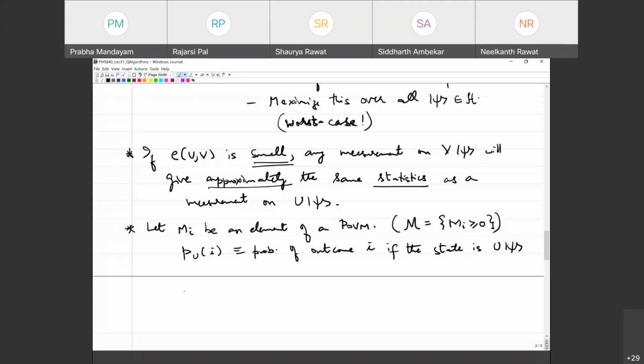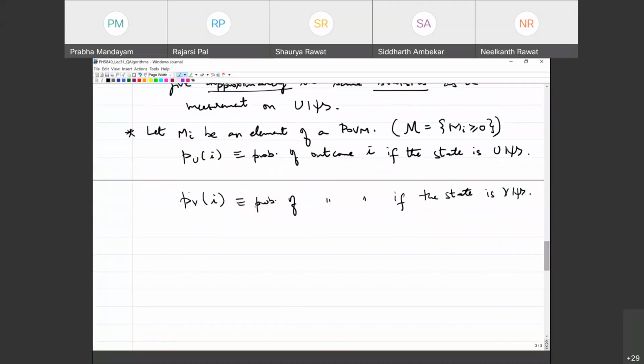And then I want to say P_V(i) is the probability of the outcome i if the state was V|ψ⟩. And now I want to argue that this error function actually provides a bound on the difference between these two probabilities. If V were the same as U, these two probabilities should be the same. But V is different from U, and how different V is from U will tell you how different these two probabilities are. So that will tell you how different the statistics of the outcomes will be, right?